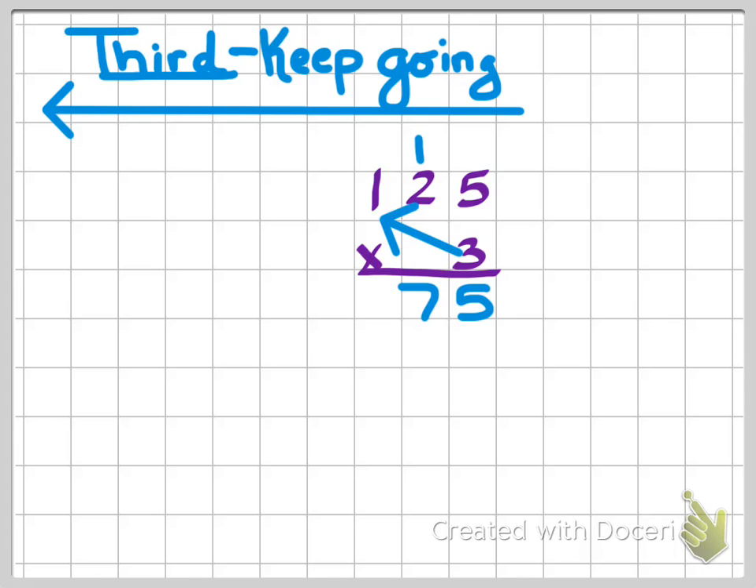And the third thing you do is you just keep going. So you would say 3 times 1 equals 3. So 125 times 3 is 375. All right, let's go ahead and do some practice problems.